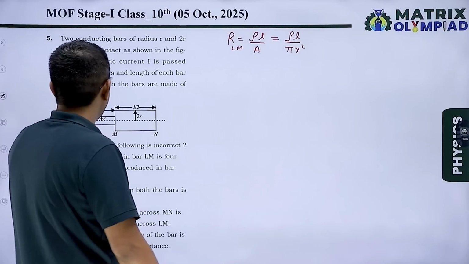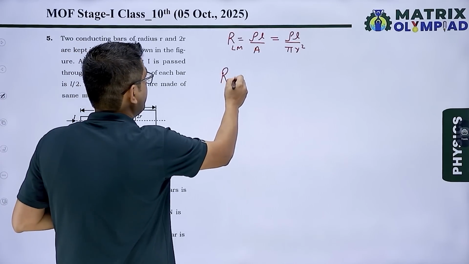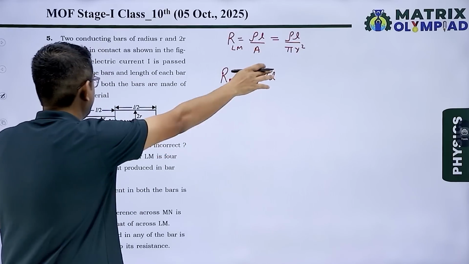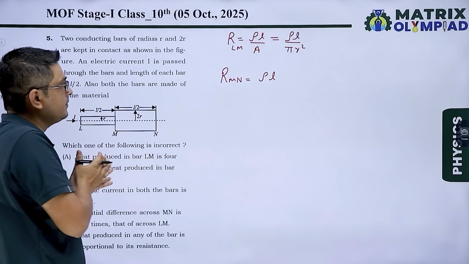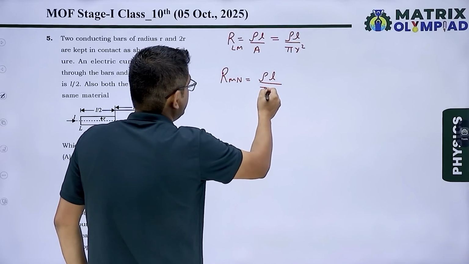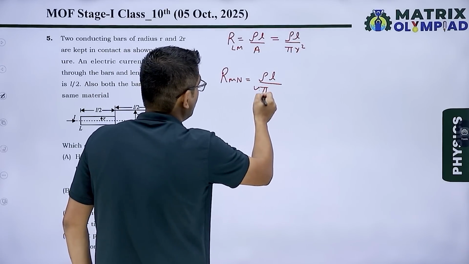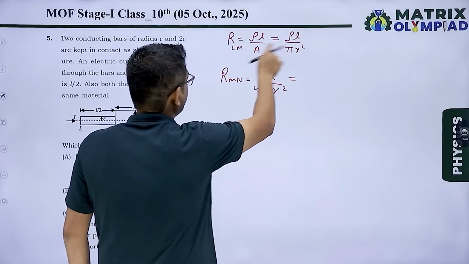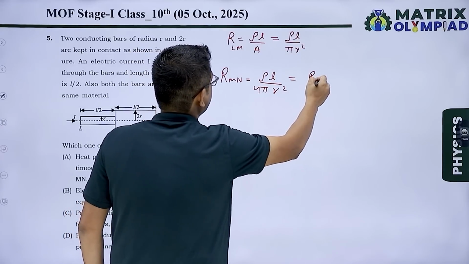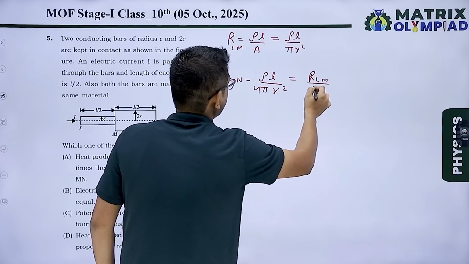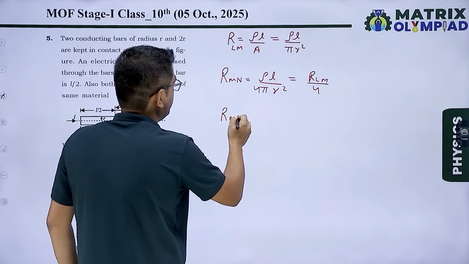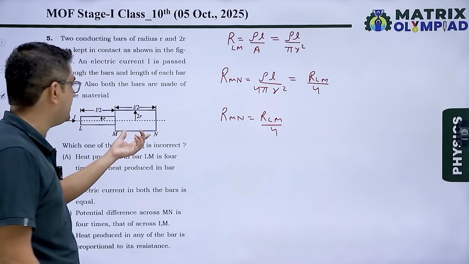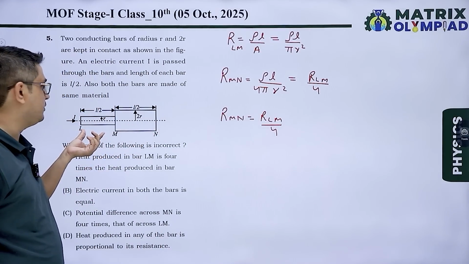When we talk about MN bar, so R_MN becomes rho L. I am writing the value L, and L is equal to L by 2 here, so don't get confused. The value of A will become pi, and the radius is 2R, so it becomes 4R square. If I put the value from here, it becomes R_LM divided by 4. That means R_MN is equal to R_LM divided by 4, that is, the resistance of MN bar is 1/4 of the resistance of LM.